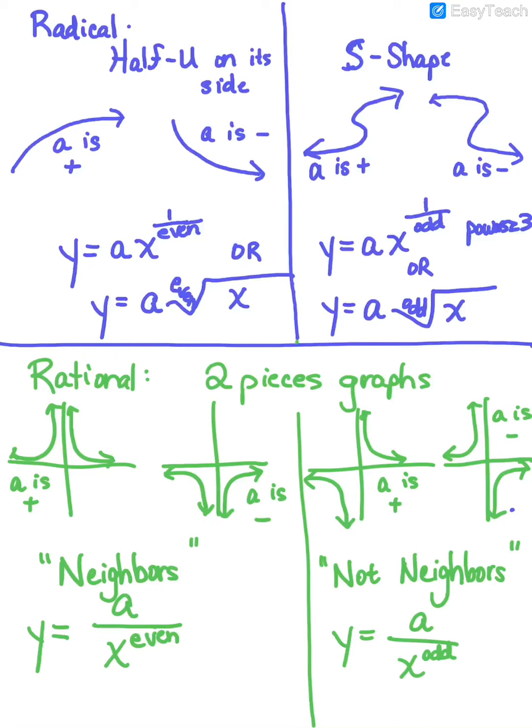So let me point out a few things there. When your A is positive, notice in either case, you always include quadrant 1, which is the quadrant where both values are positive. And then, if you know whether they're neighbors or not, that will automatically tell you where that other piece is.